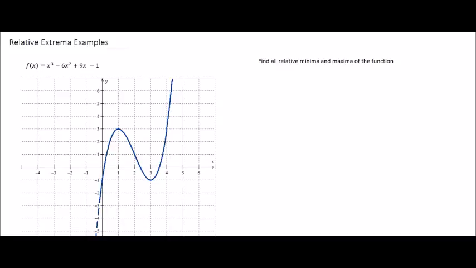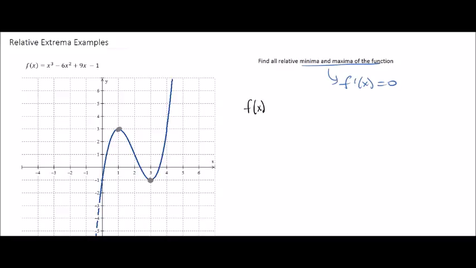So we already know that at any given relative extrema, at a maximum or a minimum, the derivative will equal 0. And that's what we're going to use to find the x values. Now, if we look at the graph, we should be able to recognize that this right here is a relative max, and this right here is a relative min. Let's confirm this using calculus.